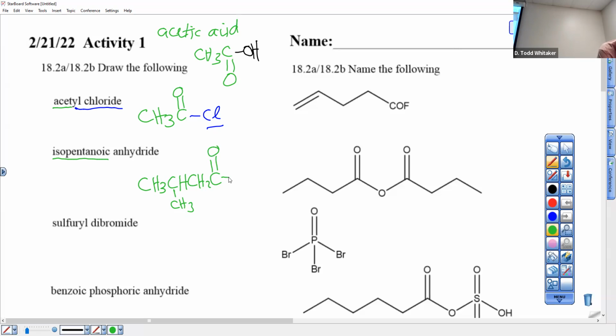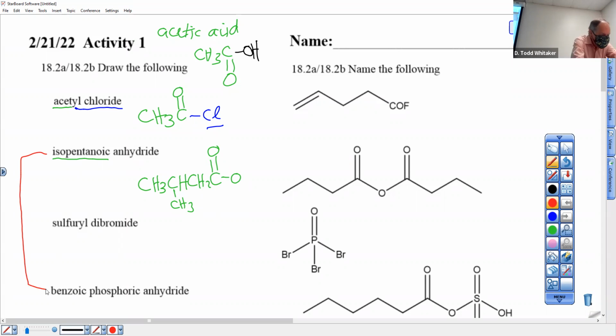Carbonyl. We're keeping the O this time. And what goes on the O? Not an H. Another carbonyl, because this is 2 carboxylic acids glued together. And sometimes it's the same carboxylic acid twice. And sometimes it's one acid and another acid together.